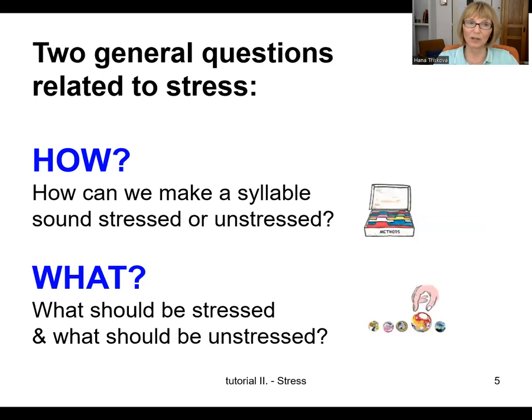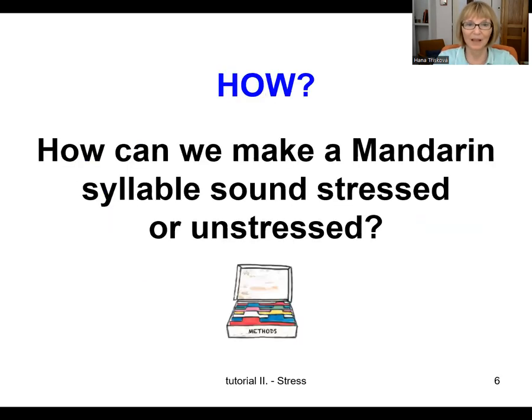Speaking of stress, there are two general questions. The first one is how. How can we make a syllable sound stressed or unstressed? And the second question is what? What should be stressed and what should be unstressed? So first question is how. How can we make a Mandarin syllable, in our case, sound stressed or unstressed?